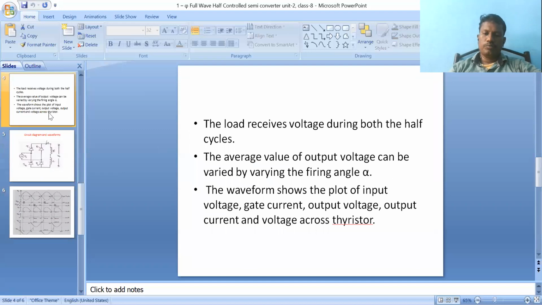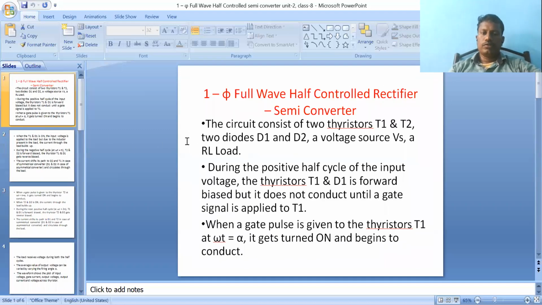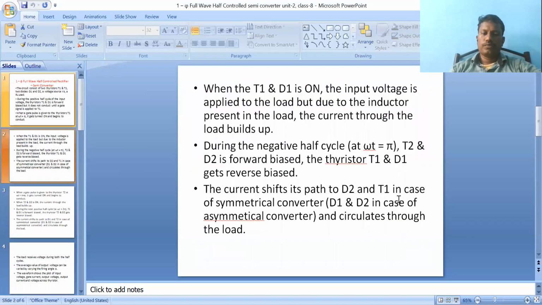The PPT is also the same. The circuit consists of two thyristors T1, T2 and two diodes D1, D2. During the first half cycle, T1 and D1 are forward biased, but T1 conducts only when the gate pulse is applied. When T1 and D1 are on, the input voltage is applied to the load, but due to the inductor in the load, the current through the load builds up.